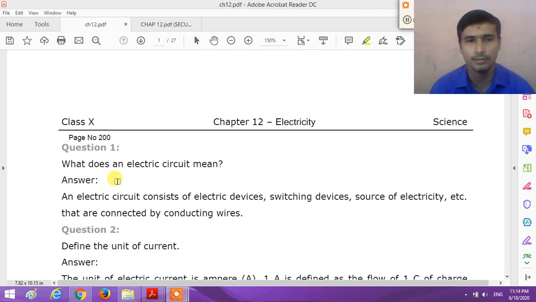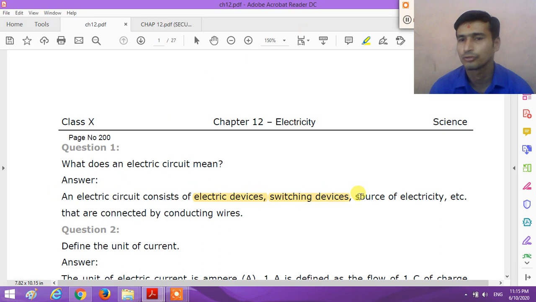So the answer of this question: an electric circuit consists of electric devices, switching devices, and a source of electricity, that means batteries, cells, power supply, right? All these things are connected by a conducting wire, and this is called an electric circuit. Electric circuit means a pathway for the flow of electric current.